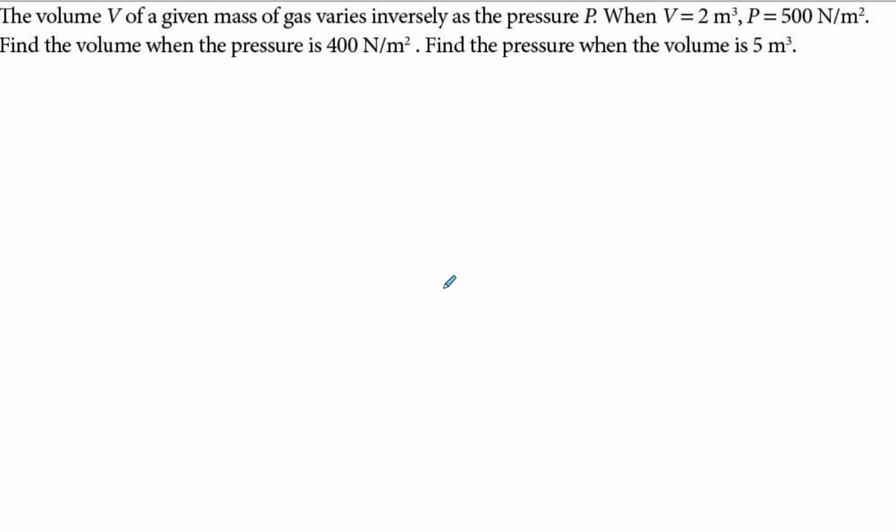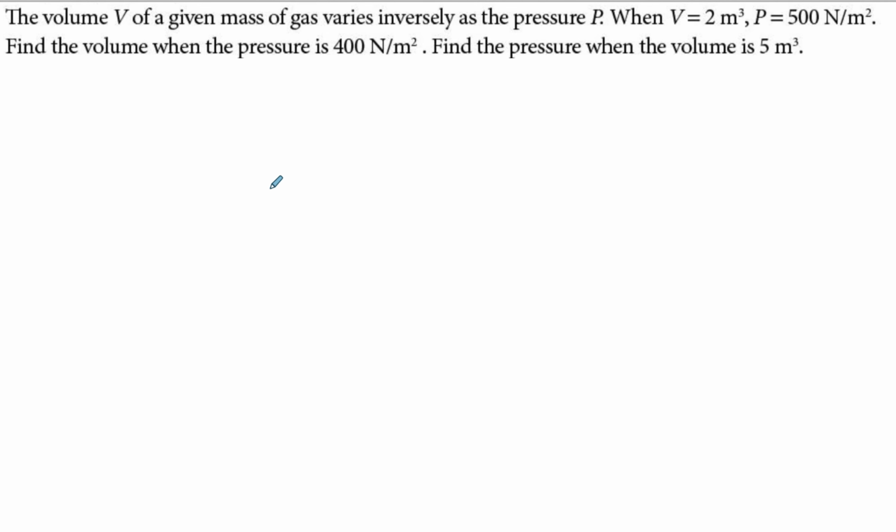So the last example would be this worded problem. So we have a volume given and it varies inversely with the pressure. So volume varies inversely with pressure. And they've given us two values, which means I can use them to find the constant K. And using this, I need to first find the volume and then I need to find the pressure. So I have two things that I need to do. So first, let me find the K.